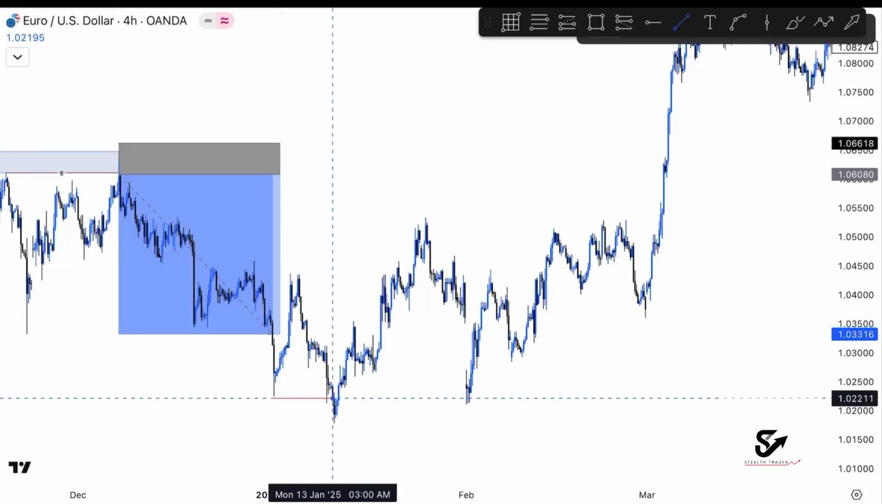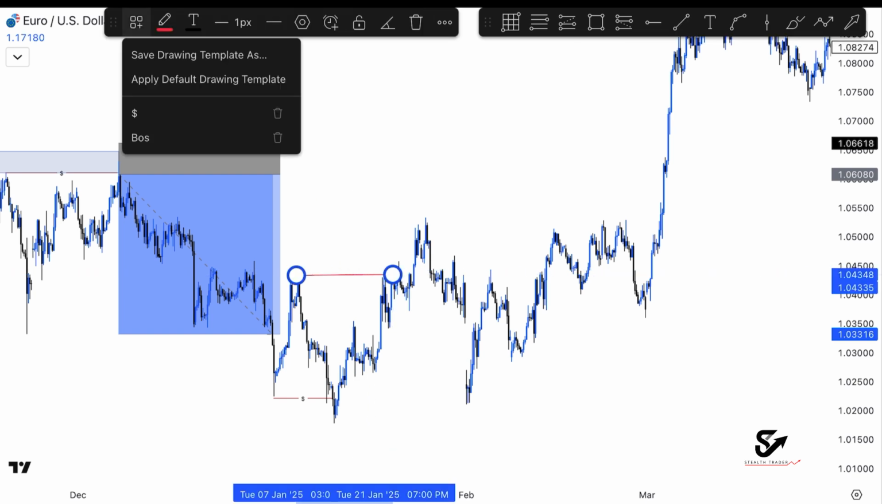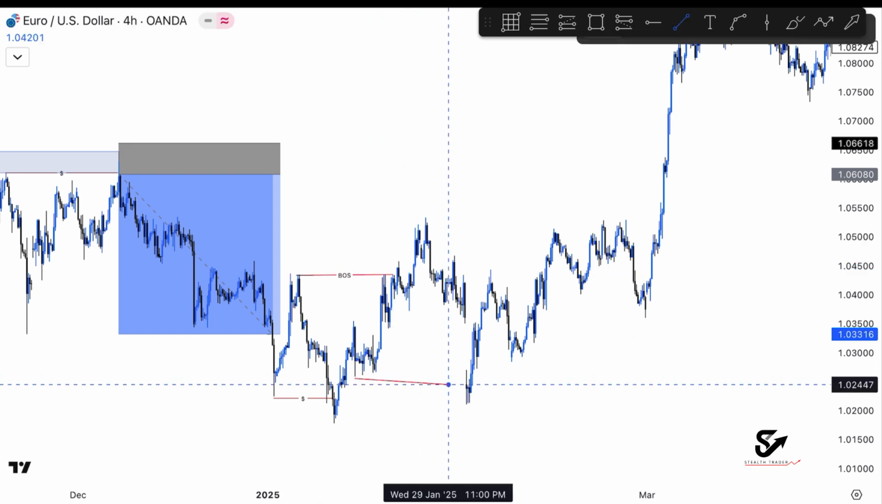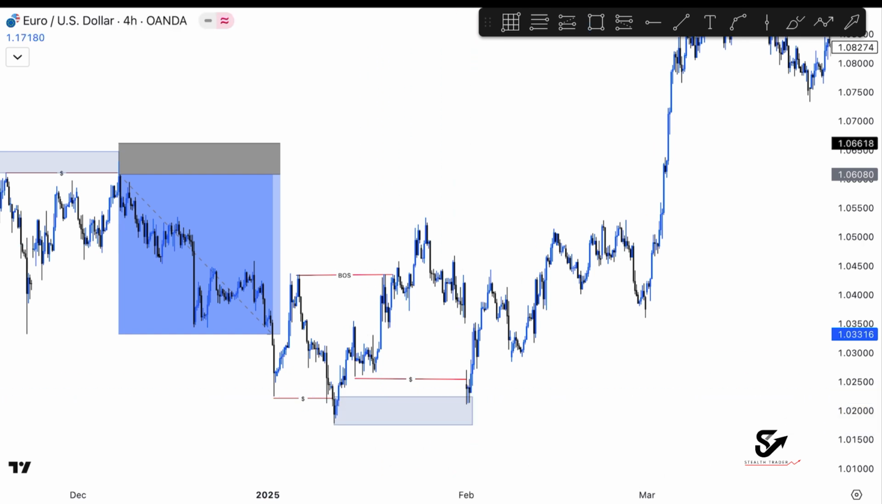If you don't understand market structures, you don't understand price. And that's why most traders lose money. In this series, I'll simplify market structures step by step so you can finally read the charts like the pro that you are.